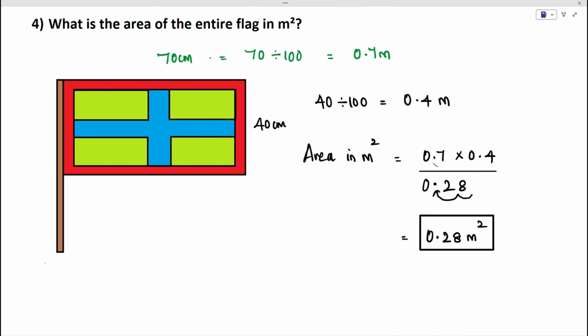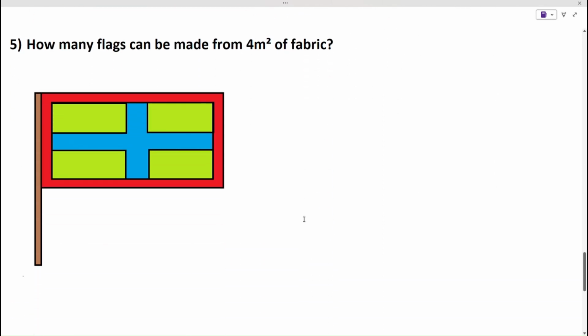Now, moving on to the fifth and final part of our question. How many flags can be made from 4 meters squared of fabric? So we've ascertained from our previous question that the area of one flag is 0.28 meters squared. Now, to find how many flags we can fit, we have to do 4 divided by 0.28.